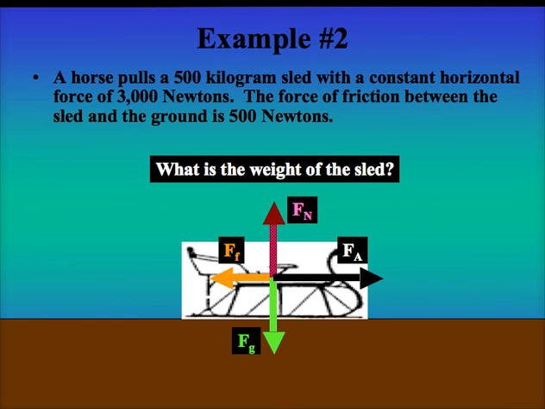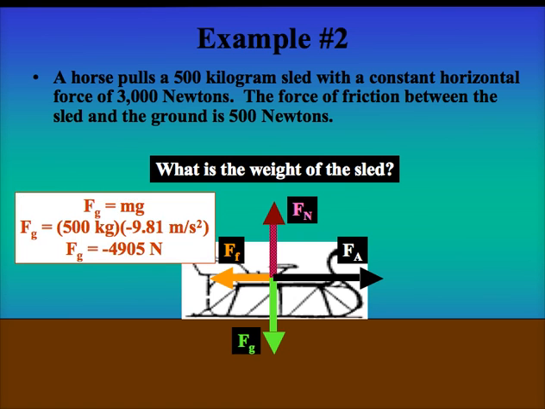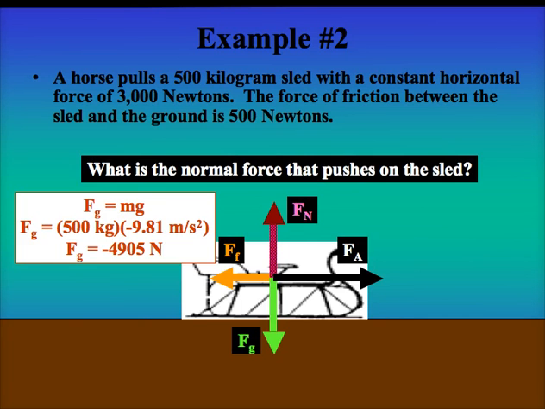What's the weight of the sled? Well, we know it's 500 kilograms of mass, so 500 times negative 9.81 meters per second squared gives us a weight of negative 4,905 newtons. The normal force, well, the ground will push back with a positive 4,905 newtons of force.